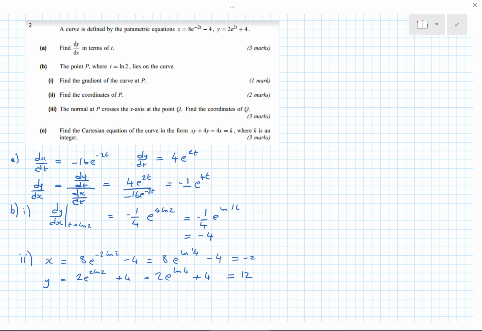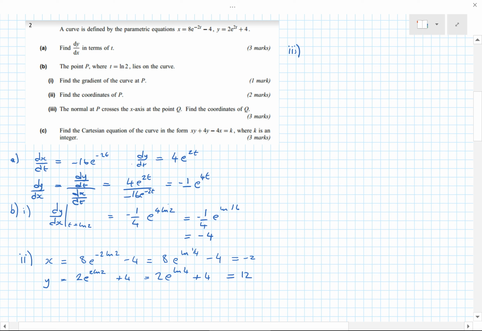Okay, and that leaves part 3. A few people, actually, it's good to read the question. It only wants the coordinates of Q, where the normal crosses the axis. It doesn't ask for the equation of the normal, it just wants where the normal crosses the axis. So we can save a bit of time. You'll see what I mean in a moment. Let's just do it up here.